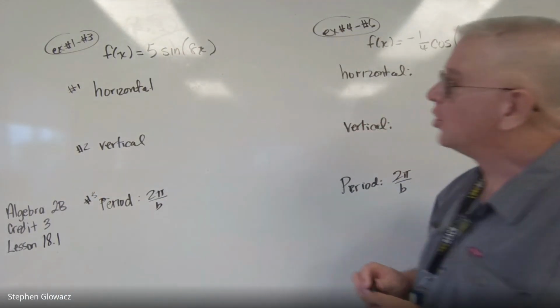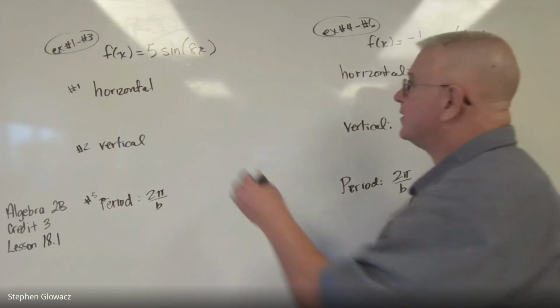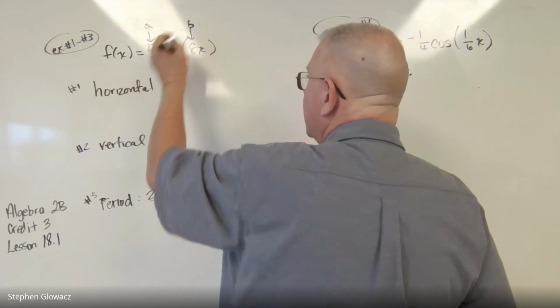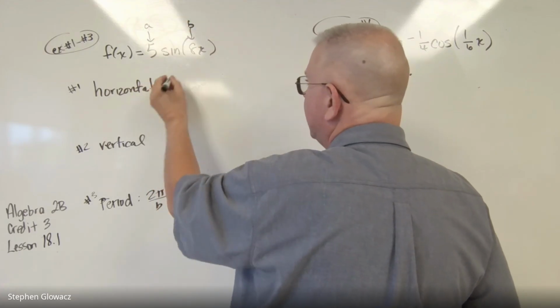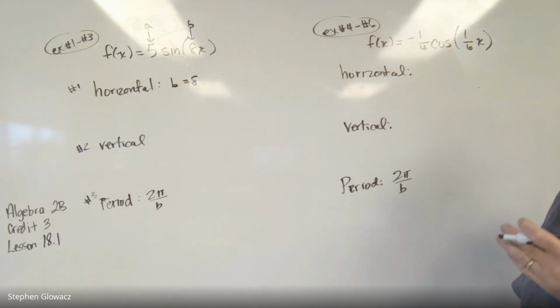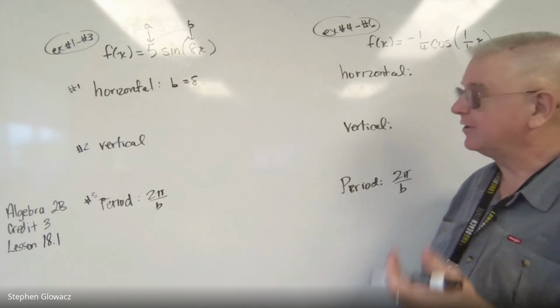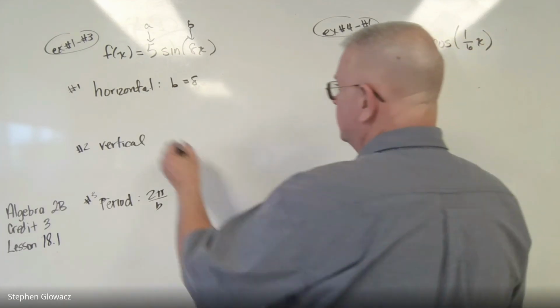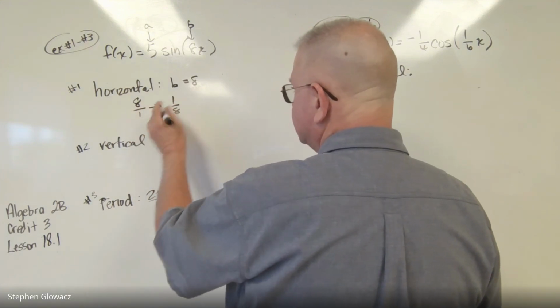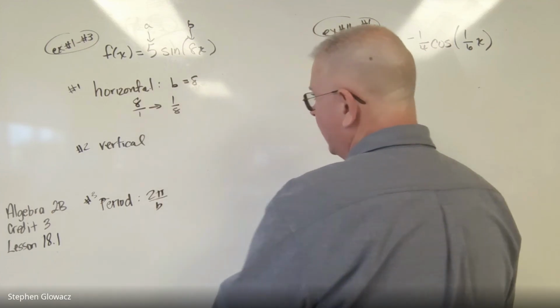All right, so for horizontal, remember this over here is your a, this is your b. And so remember for horizontal, b is 8, but with the horizontal stretch or compression, and that one only, we have to take the reciprocal. So we have 8, or 8 over 1, which the reciprocal, we flip it, and we have 1 over 8.